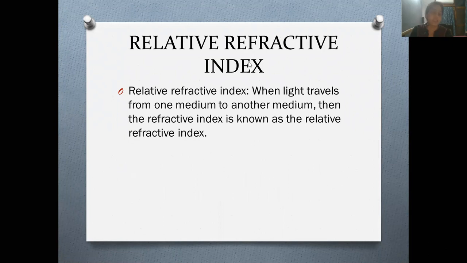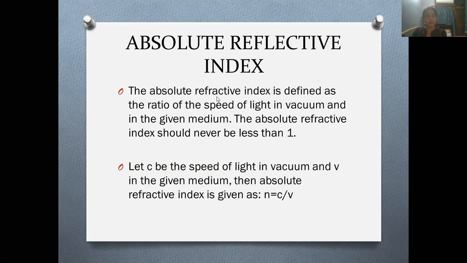Next is relative refractive index. So relative refractive index: when light travels from one medium to another medium, if there is not a vacuum, for example, light is traveling from glass to water, or you can say light is traveling from water to kerosene, then in that case the refractive index is called relative refractive index. There is a relation between the two media. But if one medium is vacuum, then in that case it becomes an absolute refractive index.